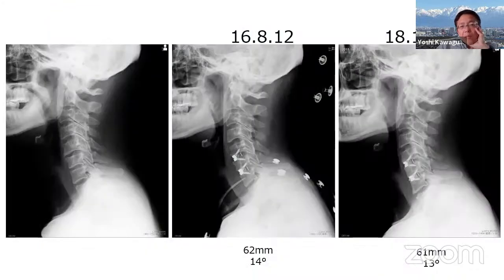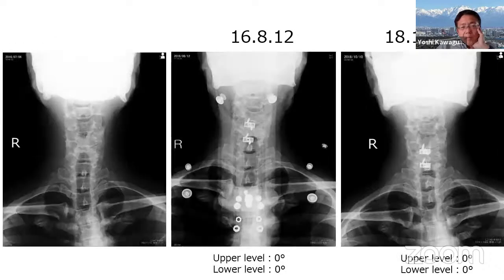This 50-year-old male had two levels of fusion. The surgical results were satisfactory, lateral view and AP view. This case has no subsidence.